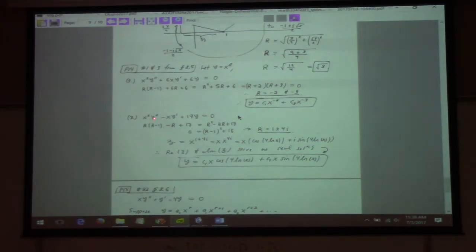This one, we get r times r minus 1 minus r plus 17, which is r squared minus 2r plus 17. Completing the square reveals a complex root, right? 1 plus or minus 4i. So if we look at z, let's say, equals x to the 1 plus 4i, that's x times x to the 4i, which is x times cosine of 4 log x plus i sine of 4 log x, right? So pick off the real and imaginary parts of this, and that gives us our standard solution. Now, this business right here, you don't actually have to write out. I'm just explaining to you where this magical formula comes from, right? It's just picking off real and imaginary parts of our complex solution again. And so there it is.